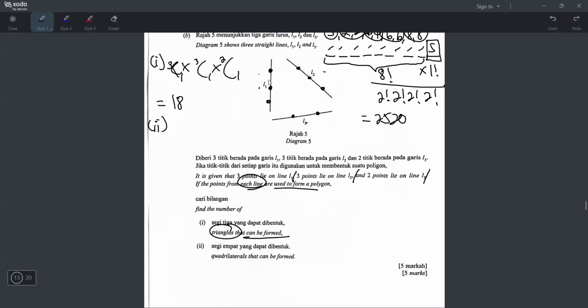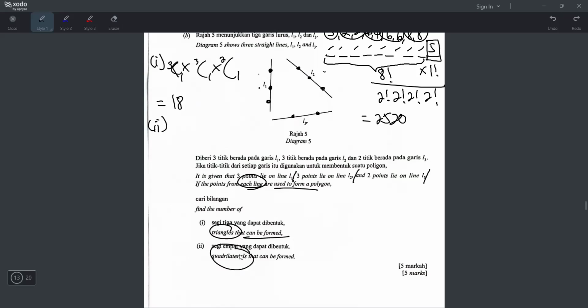Yeah. You cannot tell me, oh, sir, what about if I choose 2 here, and then here I choose 1? Cannot. Because if you do like that, they said already, points from each line are used. It means that you need to make sure at least 1 point is used in all 3 lines. Okay, so all the lines here, you have to use at least 1 point. So if you do like that, it means you are not using the third line. That is why we don't include those options.